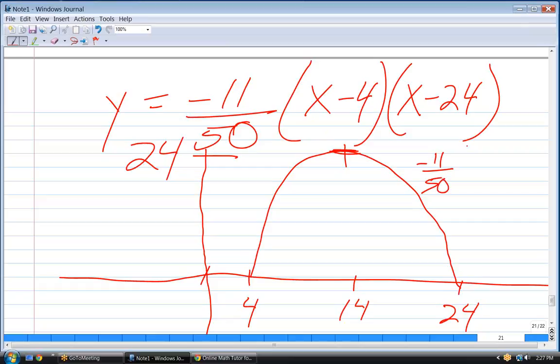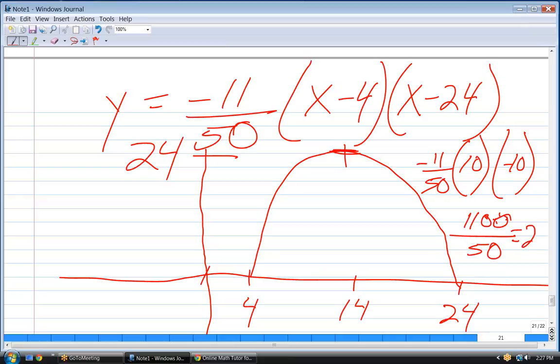Minus 11/50 times 14 minus 4 is 10, times 14 minus 24 is minus 10. Well, minus times minus is plus, so we have 1100 in the numerator, and we have 50 in the denominator. Guess what? That's 24. So the height is correct then? Yes. So the height is 24.